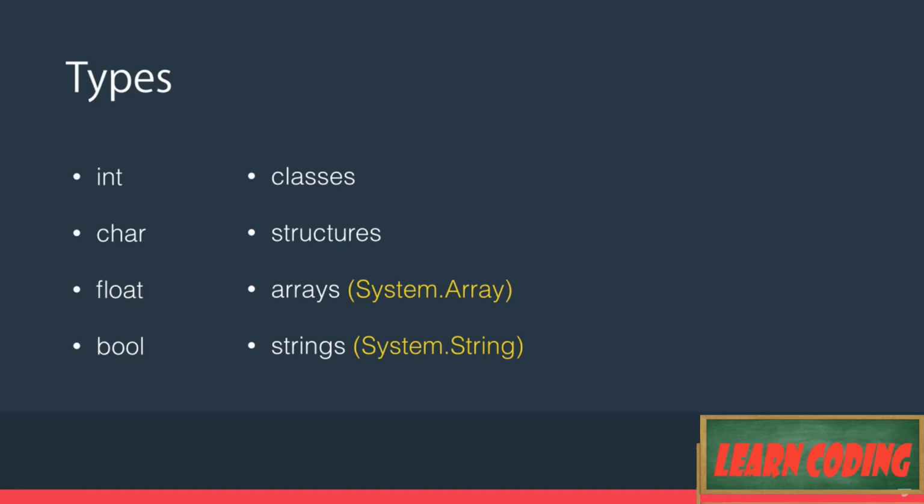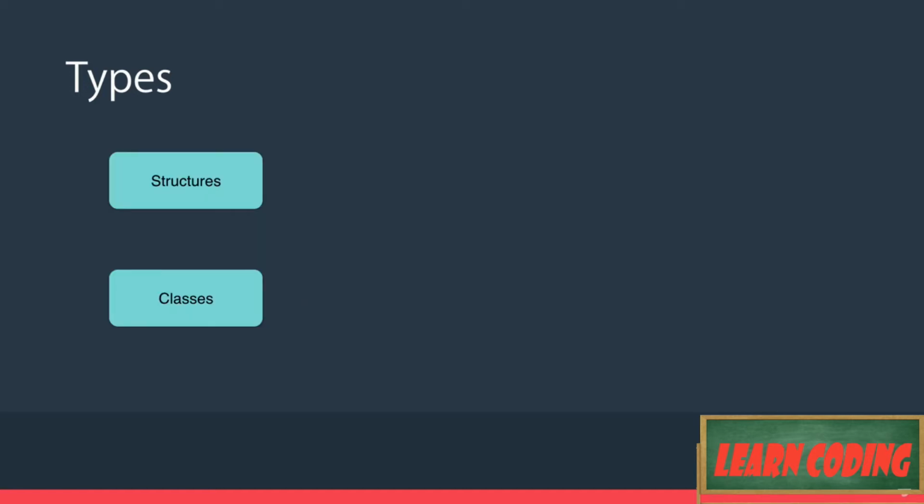Now, that brings us to an interesting topic. In C#, essentially we have two main types from which we create new types. We have classes on one side and structures on the other side. So every type you have learned so far is either a class or a structure. So all primitive types are structures.